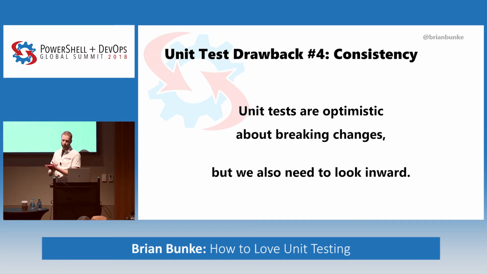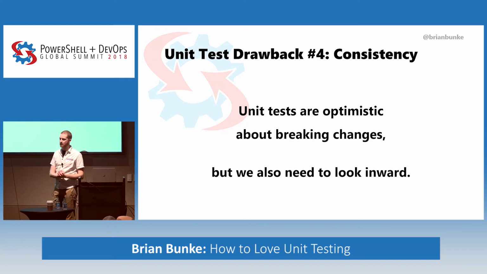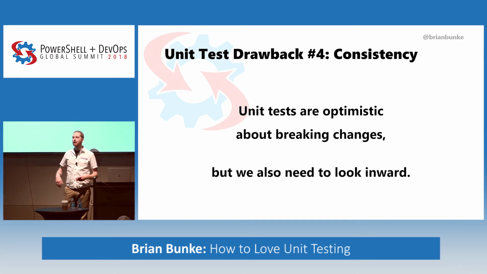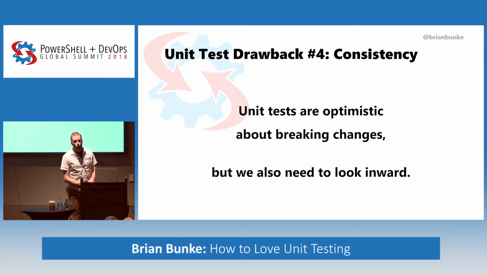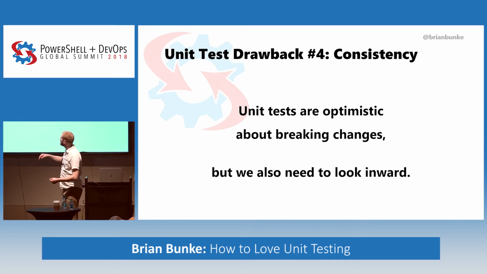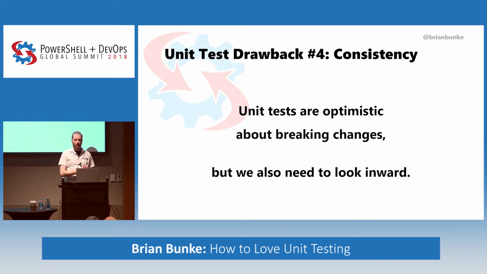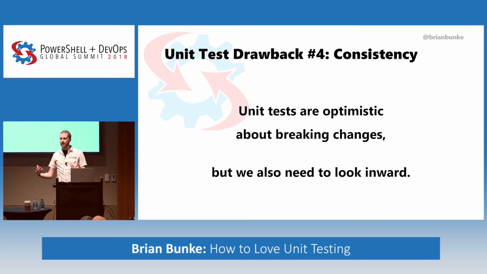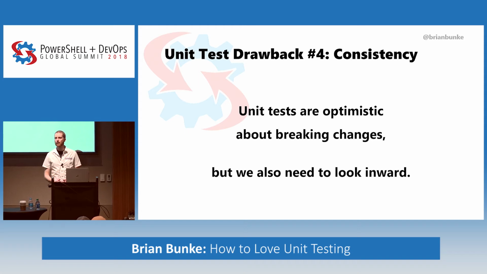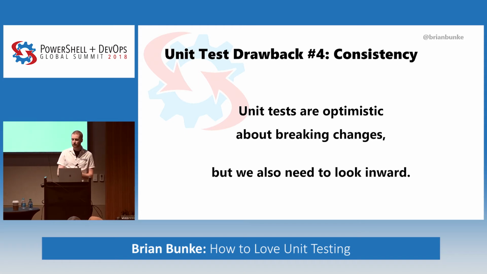So last drawback, number 4, we're talking about consistency. When we talk about unit tests and stripping away all external dependencies, we are trusting that that dependency will not inflict any unnecessary breaking changes on us. If we're optimistic about that and trusting, we also need to look inward, because as users begin to consume our product, we need to make sure that we're not inflicting unnecessary breaking changes on them. And sometimes you notice that, and sometimes you don't.